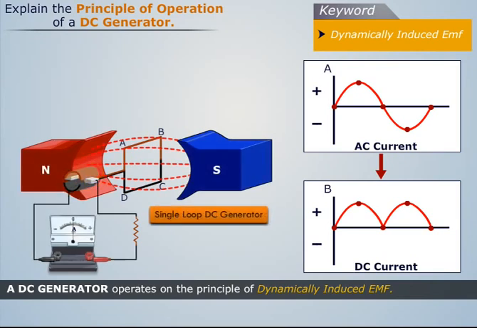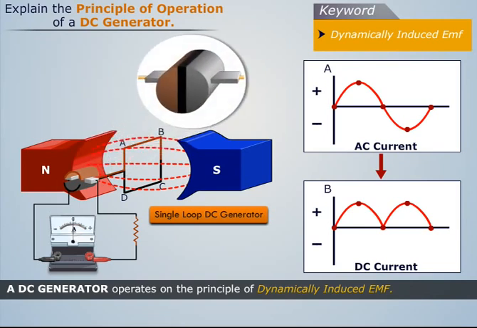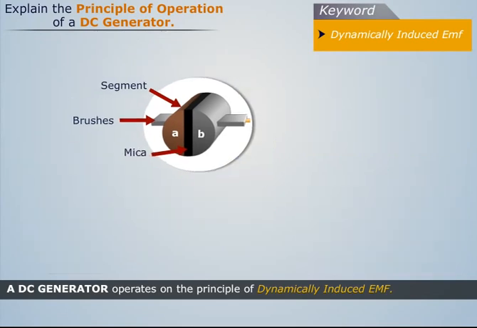These split rings are made of a conducting cylinder which is cut into two halves or segments insulated from each other by a thin sheet of some insulating material like mica. The ring segments are also kept insulated from the central shaft and are connected to the ends of the coil and the carbon brushes. Now let's discuss how these split rings change the bidirectional alternating current into unidirectional DC current.